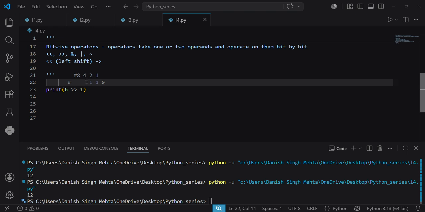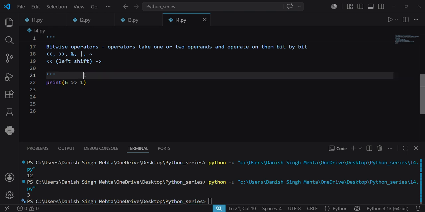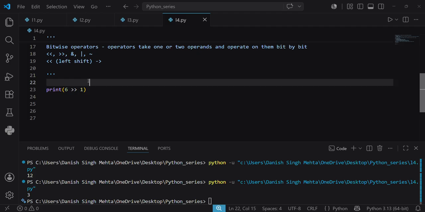What we have done here is right shift, and before 4 it becomes 0. Now we have done the right shift and we will remove this 0. Now what will it become? 2, 1. And what is 2 plus 1? 3. So that means the value of 6 right shift 1 will be 3. See, our output became 3 here. I hope you can now understand. If you have any doubt, please write in the comment section.